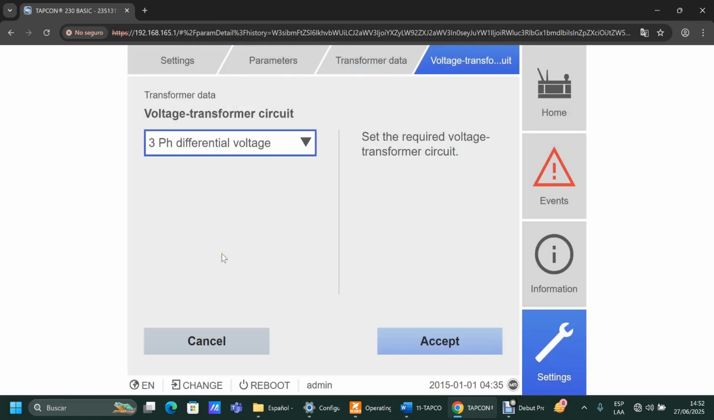This parameter does not affect the primary voltage calculation, but it does impact how active and reactive power are calculated, what voltage units are shown in the HMI, either phase to phase or phase to neutral, and how the TAPCON interprets the network topology.